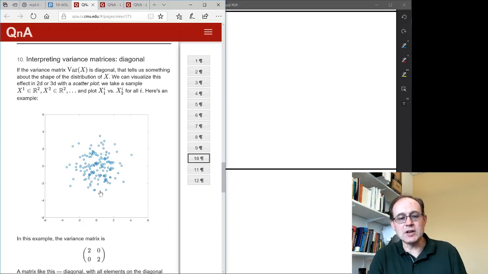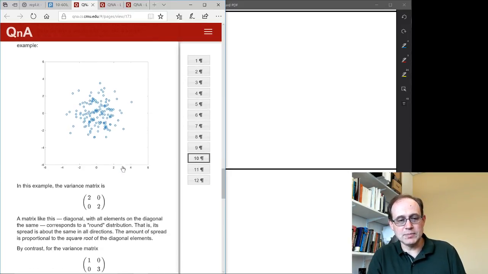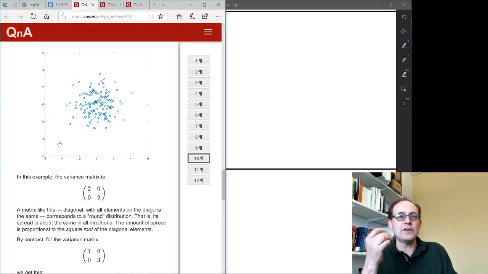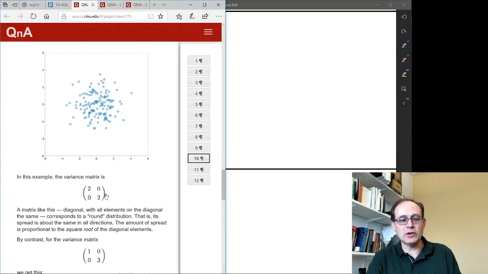And then the variance tells you something about the shape of this scatter plot. In this particular example, the variance matrix is given right here. It's a diagonal matrix with 2 and 2 on the two diagonal components, and diagonal means that the other components of that matrix are all 0. And so you can see I've got a round distribution, meaning that the spread is about the same in any direction. If you look at the spread left to right, it's the same as the spread up to down, and it's the same as the spread diagonally. And that, in fact, is exactly what you'll get with a variance matrix that looks like this, a diagonal matrix where the same element is in every diagonal entry.